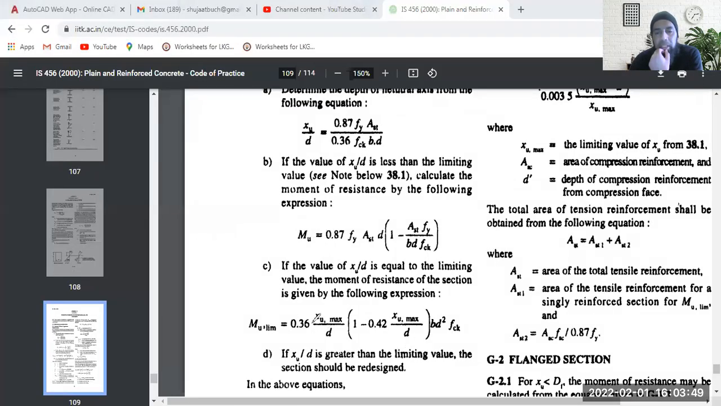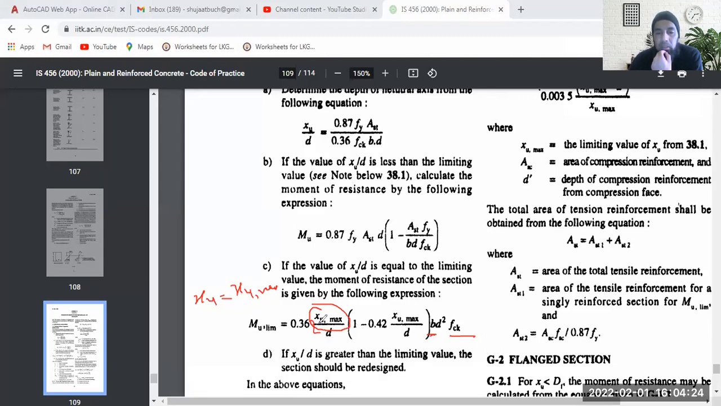What the code has done, actually it's 0.362 into FCK, that went here. 0.362 FCK into B is here. Then you have XU. The code uses XU or XU max here because here XU is already equal to XU max. So the code has straight away gone into writing XU max for XU when it is a balanced design.